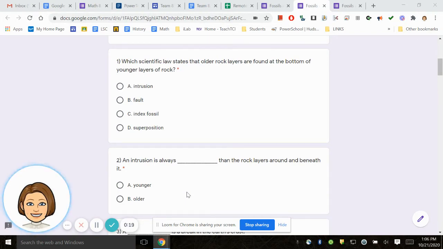A. Intrusion. B. Fault. C. Index fossil. D. Superposition. Number 2. An intrusion is always blank than the rock layers around and beneath it. A. Younger. B. Older.